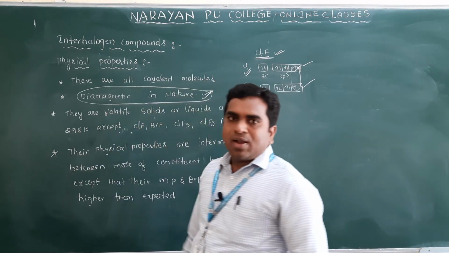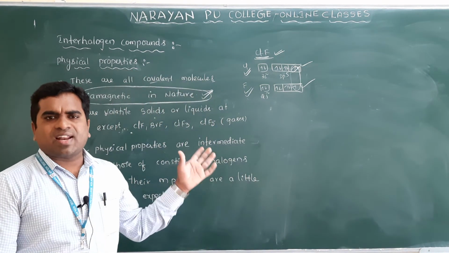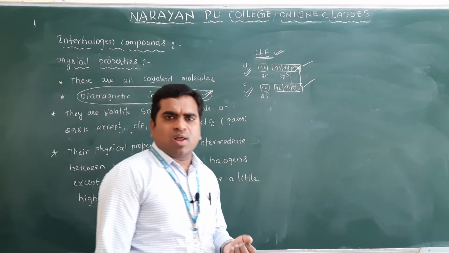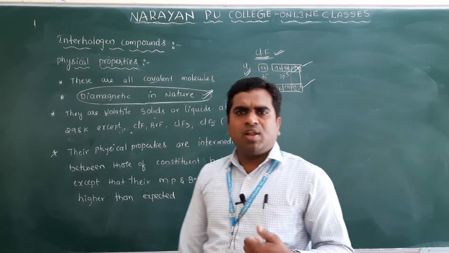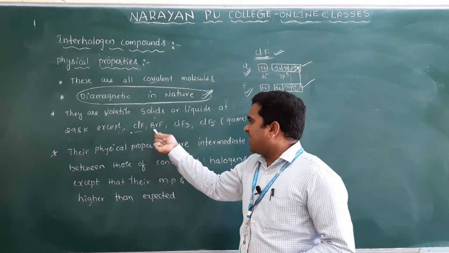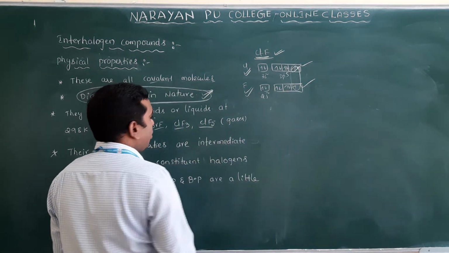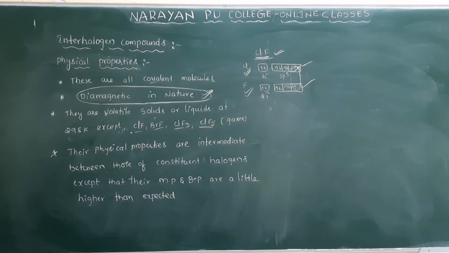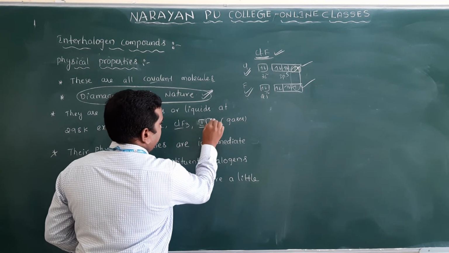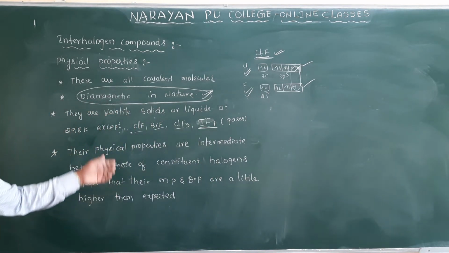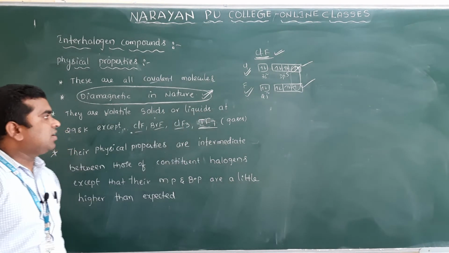Clear? And these are volatile solids and liquids. Most of the interhalogen compounds are volatile solids and liquids at room temperature, but there are some exceptions which are available as gases. So what are those? ClF, ClF3, and ClF5 is also liquid. IF7, this is IF7. Those are gases. Remaining all are which one? Either solids or in liquid state.